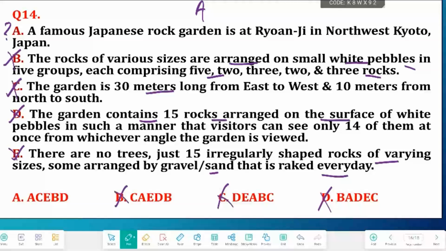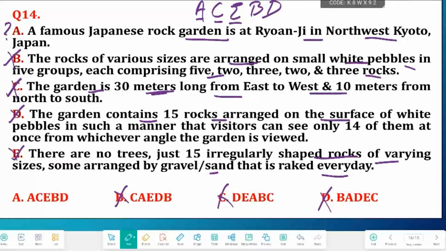Let's rearrange with the sequence A, C, E, B, D. Just to check whether the sequence is correct. A famous Japanese rock garden is at Ryoanji in northwest Kyoto, Japan. The rocks of नहीं, उसके बाद आएगा C. हाँ, तो गार्डन कैसा है? तो गार्डन का इंट्रोडक्शन हुआ है तो गार्डन का स्पेसिफिकेशन भी आएगा. गार्डन कैसा है? तो 30 मीटर्स लॉन्ग फ्रॉम ईस्ट टू वेस्ट एंड 10 मीटर्स लॉन्ग. ओके, तो A के बाद C, ये भी बैठ रहा है ठीक से. उसके बाद E, there are no trees, just 15 irregularly shaped rocks. ओके, ये भी बैठ रहा है.